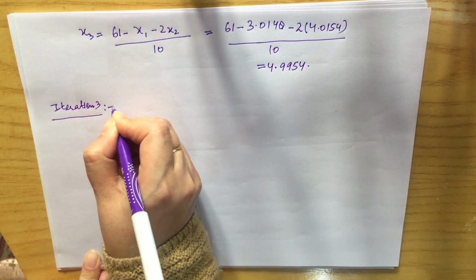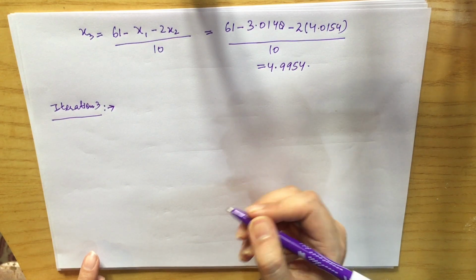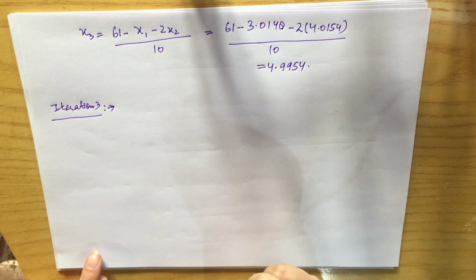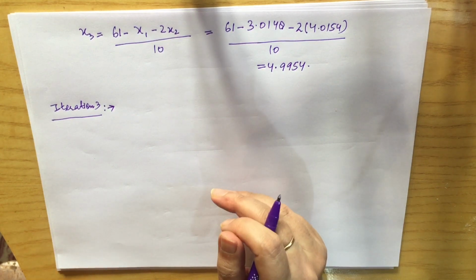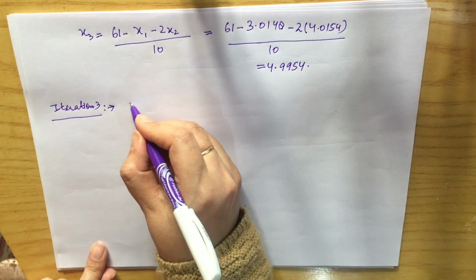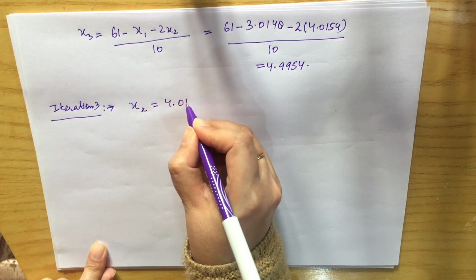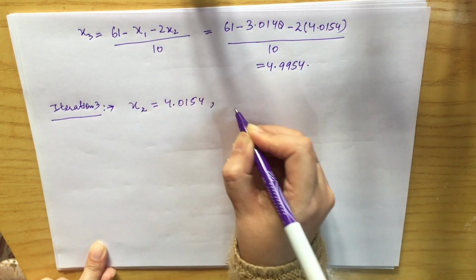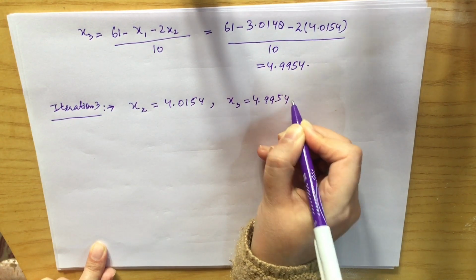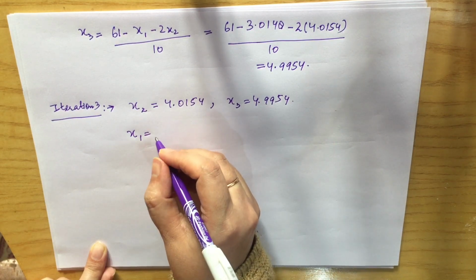We will stop when we see there is no significant change, or no change in the 4 significant digits, between the previous and the next iteration. At that time we will stop our iterations. So in our iteration 3, our x2 is equal to 4.0154, which we got in the previous iteration, and x3 is equal to 4.9954. Now again we will put it in the same equations which we got in the first step.